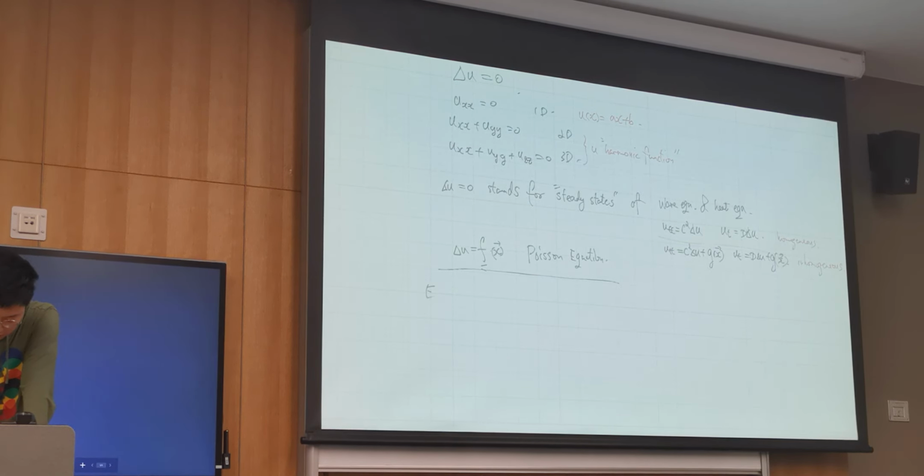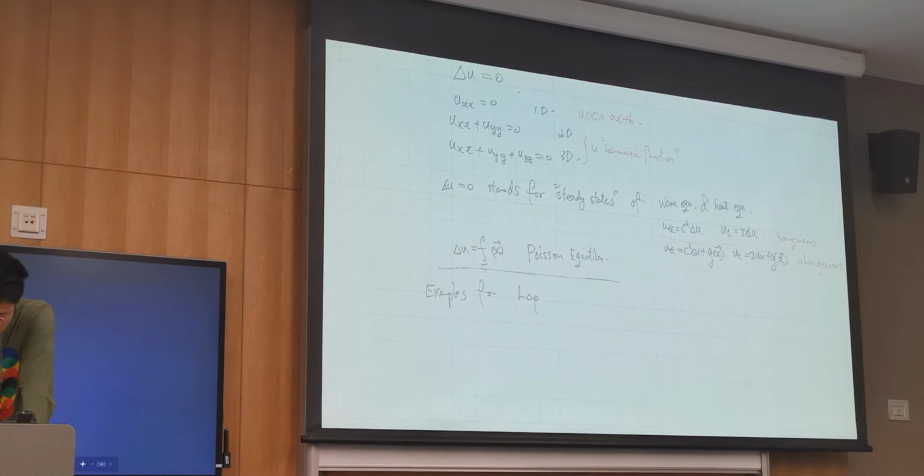So let's say examples for the Laplace equation. I'm going to simply illustrate examples 1 to 4 on page 153. So the first one comes from electrostatics.